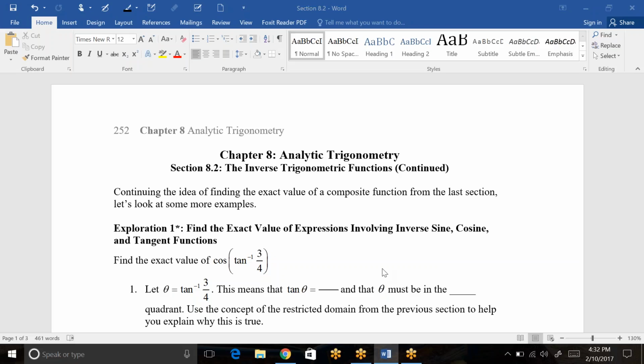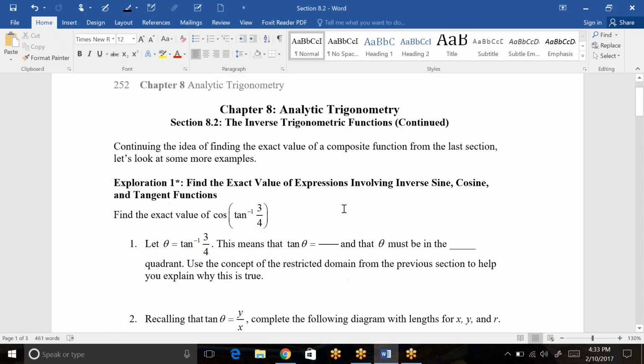Okay, this is the section 8.2 notes for the online trig class. Inverse trigonometric functions continued. We're now going to be looking at those reciprocal functions after we do one more thing with cosine, sine, and tan. There's one piece left with those, and then the other piece of this is what do you do with secant, cosecant, and cotangent.